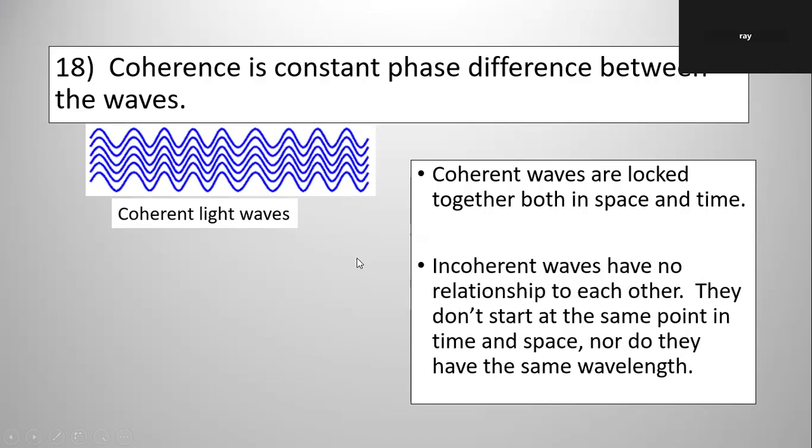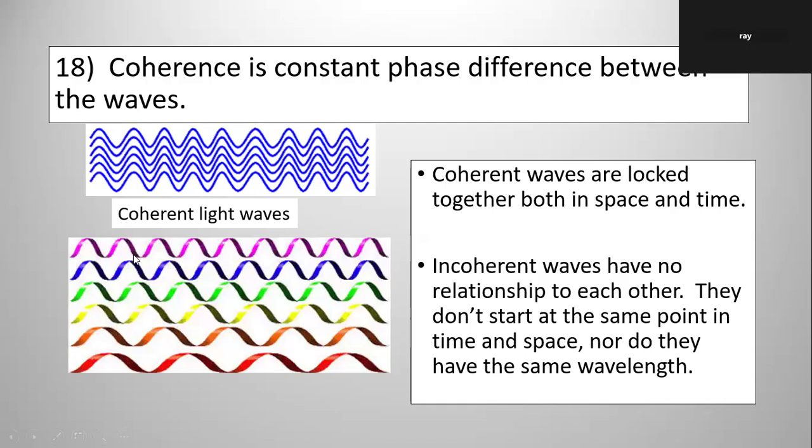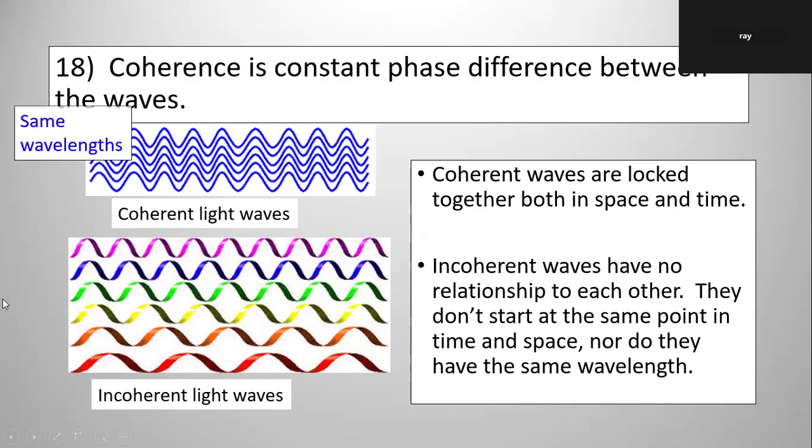Incoherent waves have no relationship to each other. They don't start at the same point in time and space, nor do they have the same wavelength. They can start at the same point, but with different wavelength, so it's incoherent. You can look at this: they start at the same point, but after some time they are all completely different already. This is minimum, this is maximum, this is another amplitude, this is also another amplitude. So they are all different already. That's not coherent anymore.